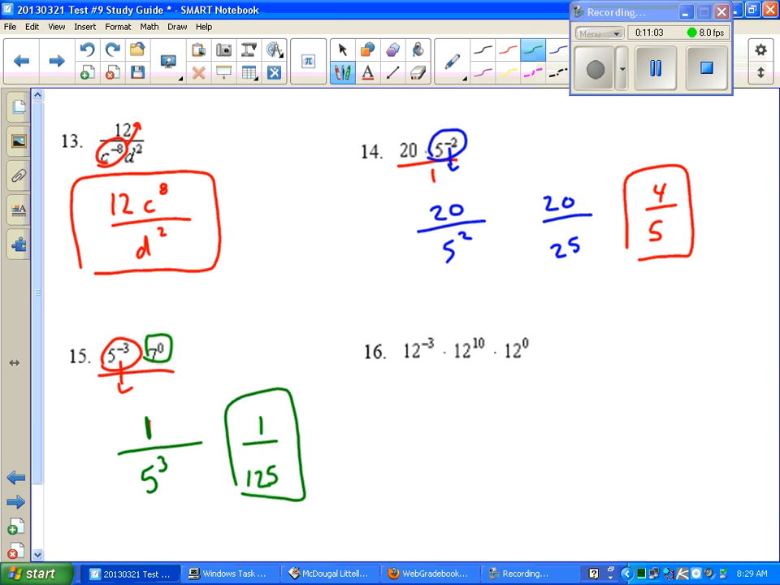Notice all your bases are the same for number 16. So keep your bases the same. 12 to the negative third. Remember, when you're multiplying the same bases, you add exponents. So plus 10 plus 0. So 12 to the negative third plus 10 would be 12 to the 7th power, plus 0 will remain 12 to the 7th power. And if you went ahead and did 12 to the 7th power, you see a great big number that starts like this. But this will probably be the acceptable answer. But if you need to make it into its full form, it'll look like this: 35831808.